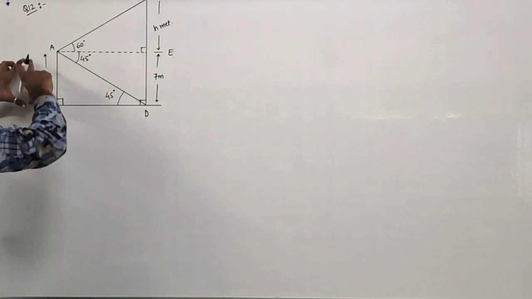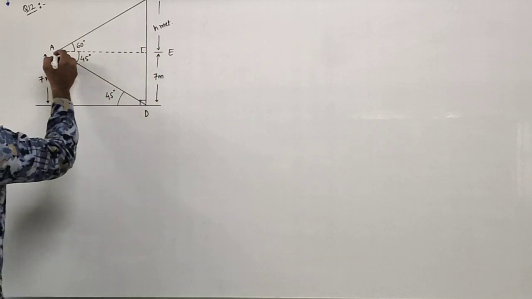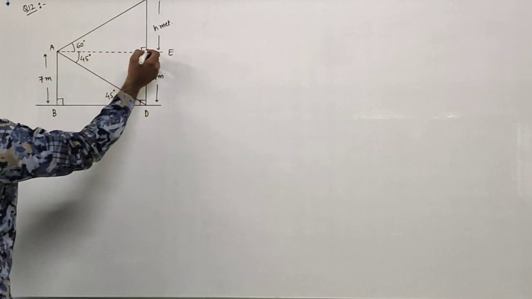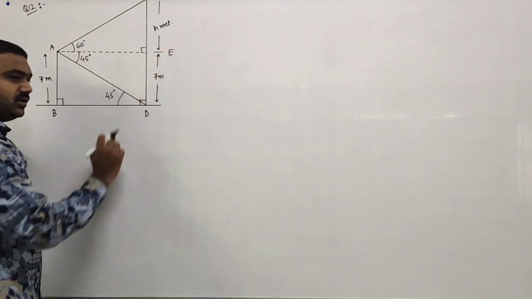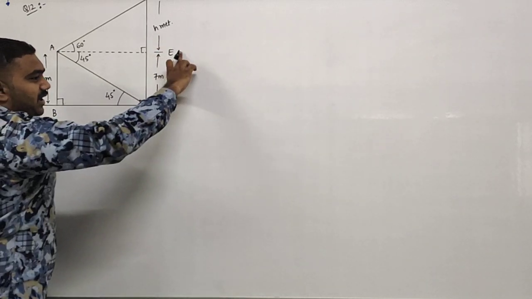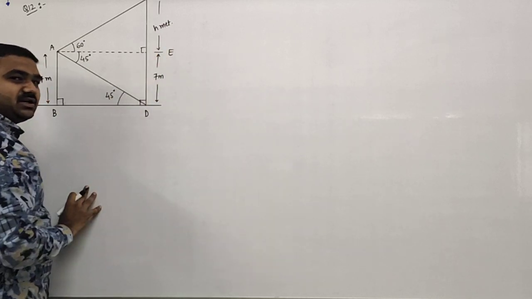Now what will I do? I draw a projection of this building on the tower. So I draw the projection, so this point A I show with a dotted line here, that is my point E on this tower, making a height 7 meter as ED on the tower CD, right?